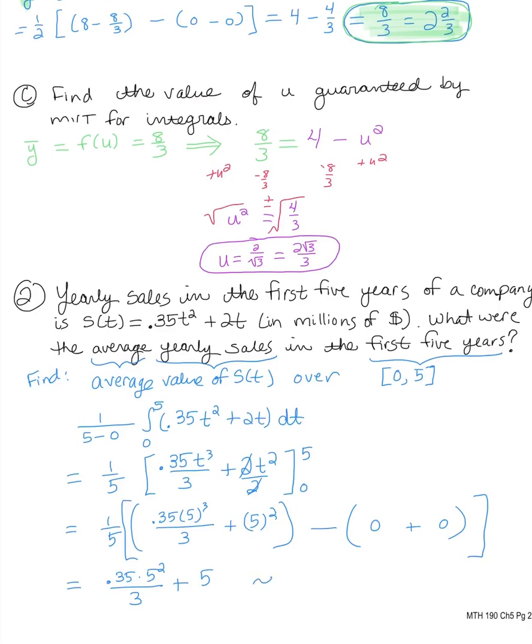And if we were to plug that into our calculator, which I did before, we should get approximately 7.9. And this was in millions of dollars. So this is the average yearly sales over the first 5 years.